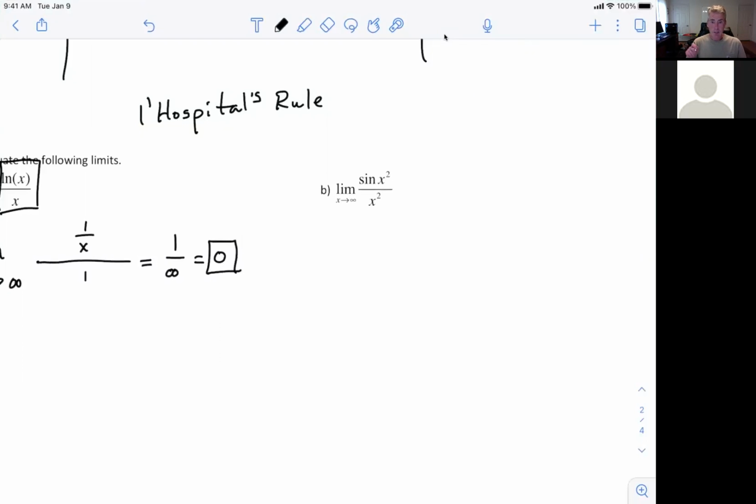Then once students learn L'Hopital's rule, they're like, oh, that was easy. I'm going to do that all the time.